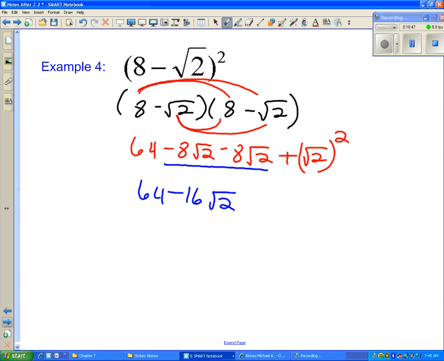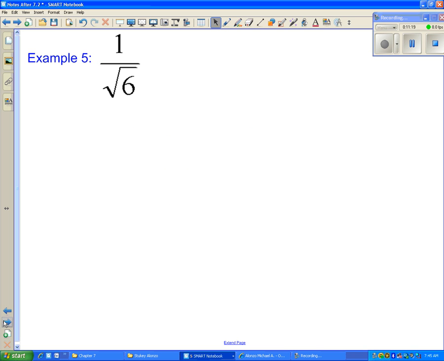Remember, when I add two radicals, the radical stays the same. I just add the numbers in front. Square root of 2 squared is just 2. Combine like terms, 64 plus 2 is 66 minus 16 square root 2. Unlike the conjugates, I have a square root of 2 still in my answer, so it didn't cancel out, but this is how I FOIL out something squared. Let's see our next example.